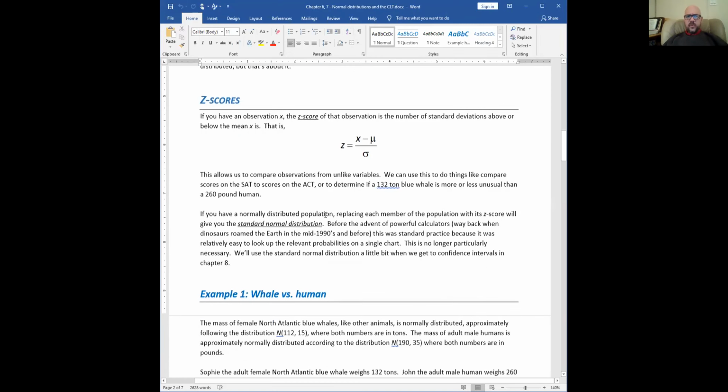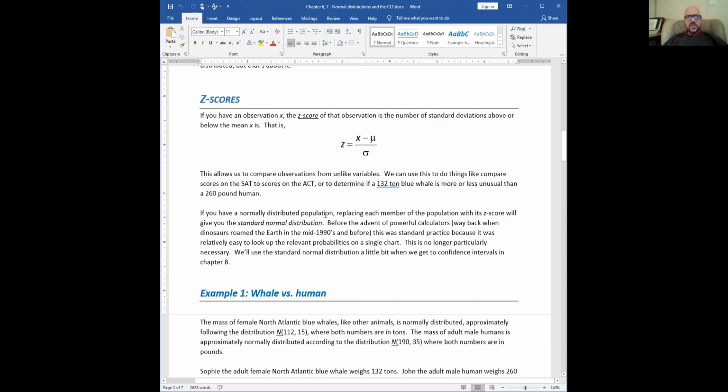Z-scores, I don't remember if we've talked about Z-scores. We've actually used them a couple of times. I might have to move this in the notes at some point. But a Z-score is a way to compare things that are unlike, essentially. So I'll show you what I mean by that. But all a Z-score is, is the number of standard deviations away from the mean.